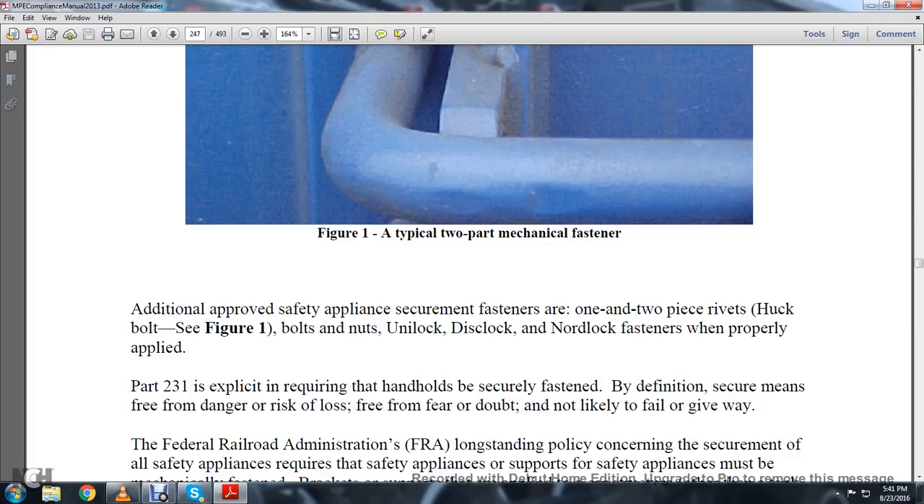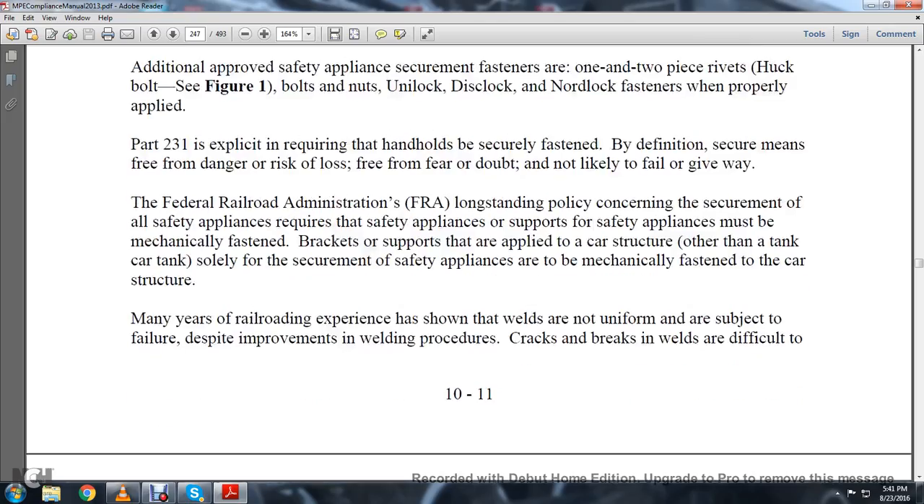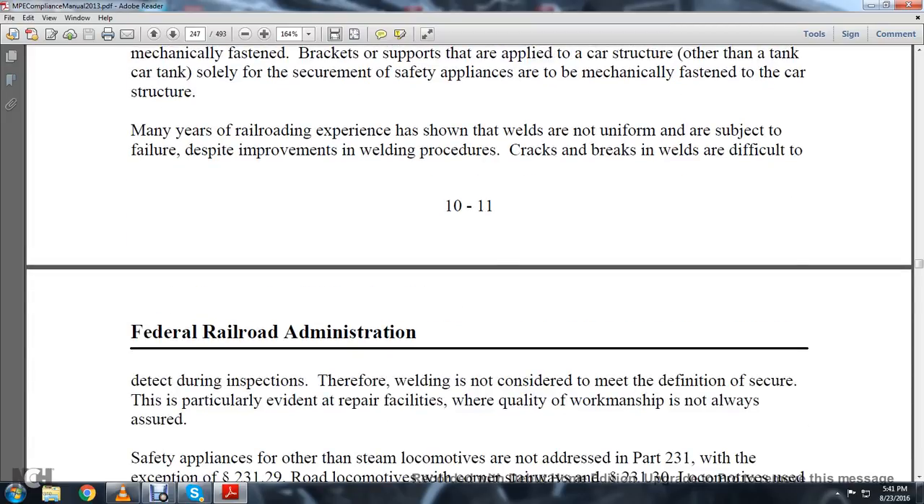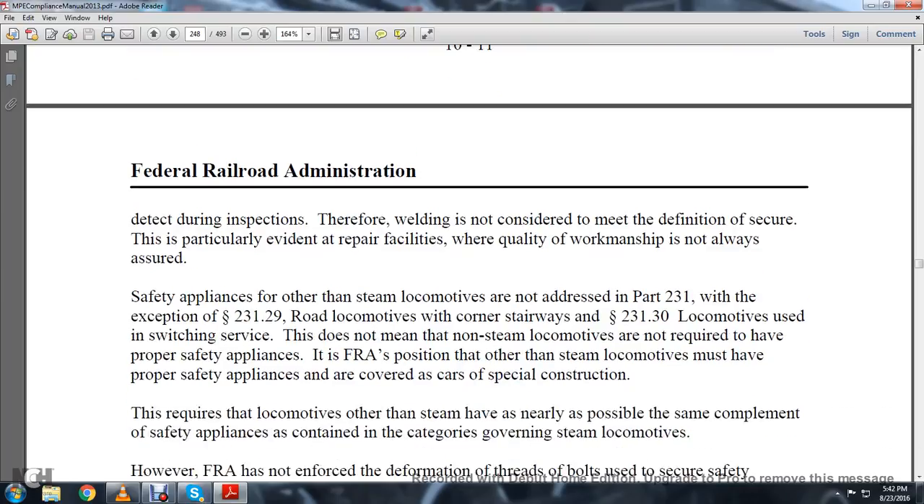231 explicitly requires handholds to be securely fastened. By definition, secure means free from danger or risk, free from fear or doubt, and not likely to fail or give way. The Federal Railroad Administration has a long-standing policy concerning the securement of all safety appliances. The safety appliance must be mechanically fastened to a bracket supported by the car structure, other than the tank, and not solely fastened to the car structure. Many years of railroading experience have shown that welds are not uniform and are subject to failure despite improvements in welding procedure. Cracks and breaks in welds are difficult to detect by inspection. Therefore, welding is not considered to meet the definition of secure. The exception is evident in the repair facility where qualified workmanship is assured.